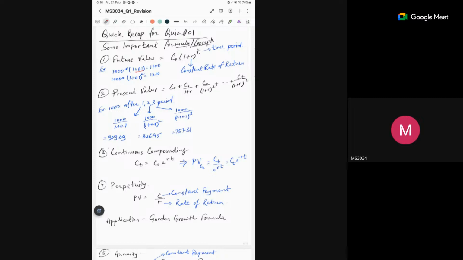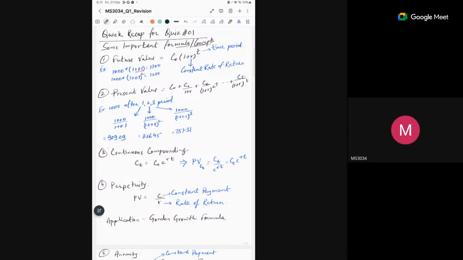And the reverse of that concept is the present value. If you have a certain stream of cash flows, in the first period, second period, third period onwards, what we are doing in the present value concept is essentially bringing all the cash flows into today's terms so that we can compare them. Okay.